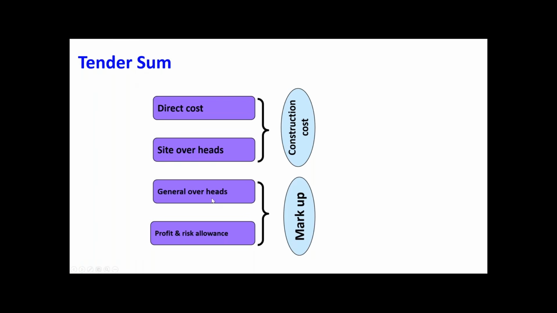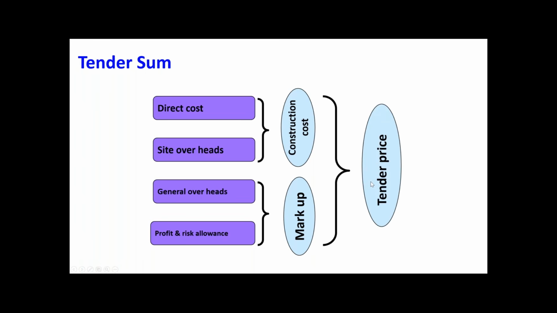And if you see the overhead and the profit margin, this is called markup. So this is called markup. All together, we can say tender sum or tender price. So this is the actual cost plus overhead and profit that is submitted at tender time, called the tender price or tender sum.